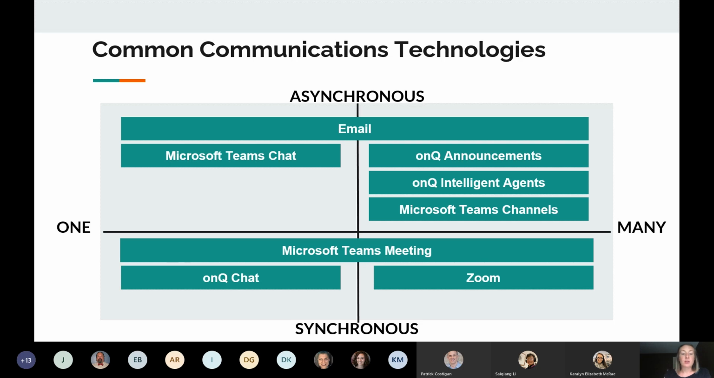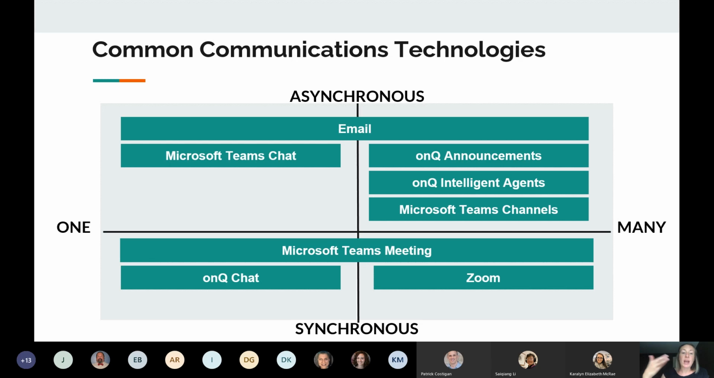And so the way that this graph is organized, I'll go through some of the different options. If you are looking for synchronous one-to-one communications, then I wanted to highlight the OnCue chat function, which is basically an instant messaging platform built into OnCue that would allow you to specify which individual student or small group of students you wish to communicate with, and you're sending them a chat message through OnCue.